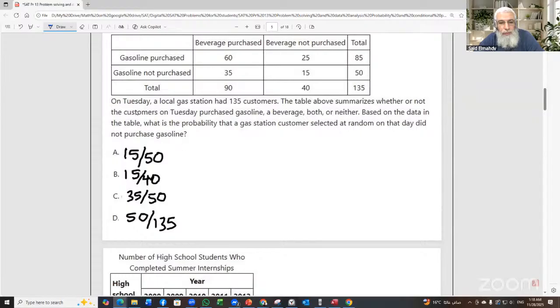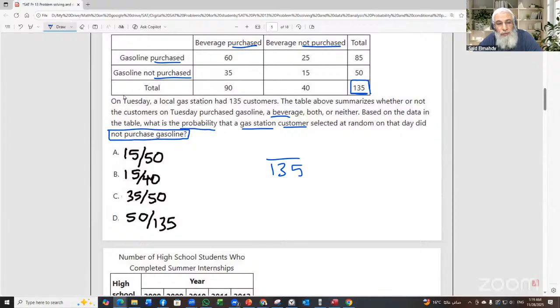This question says on Tuesday, a local gas station had 135 customers. The table above summarizes whether or not the customers on Tuesday purchased gasoline, a beverage, both or neither. That means purchased, not purchased, purchased gasoline, not purchased gasoline. Based on the data in the table, what is the probability that a gas station customer selected at random on that day did not purchase gasoline?